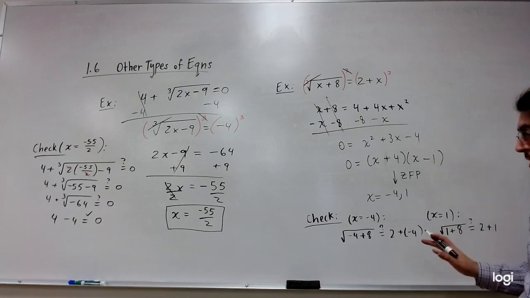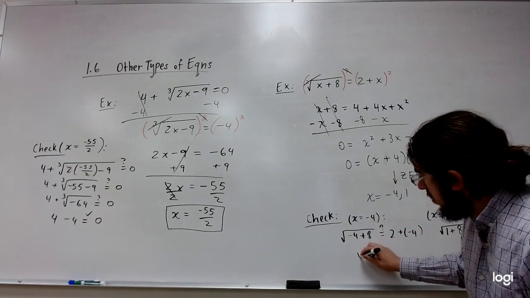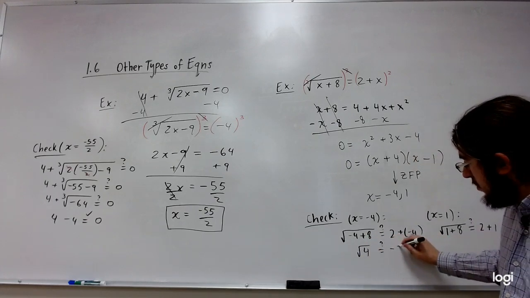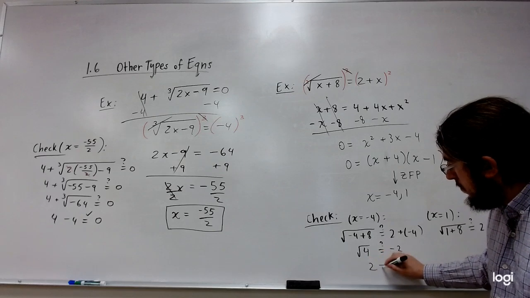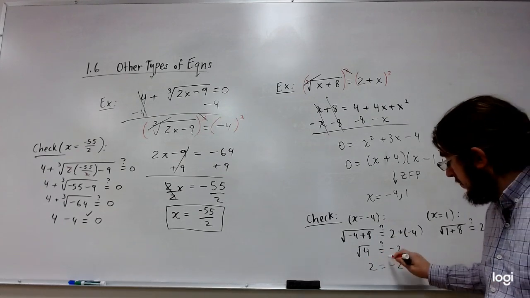Great. So now for this one, we get negative 4 plus 8 is 4 on the left. On the right, we get negative 2. The square root of 4 is 2. And we get 2 is equal to negative 2, which is, of course, bogus. That's not true.